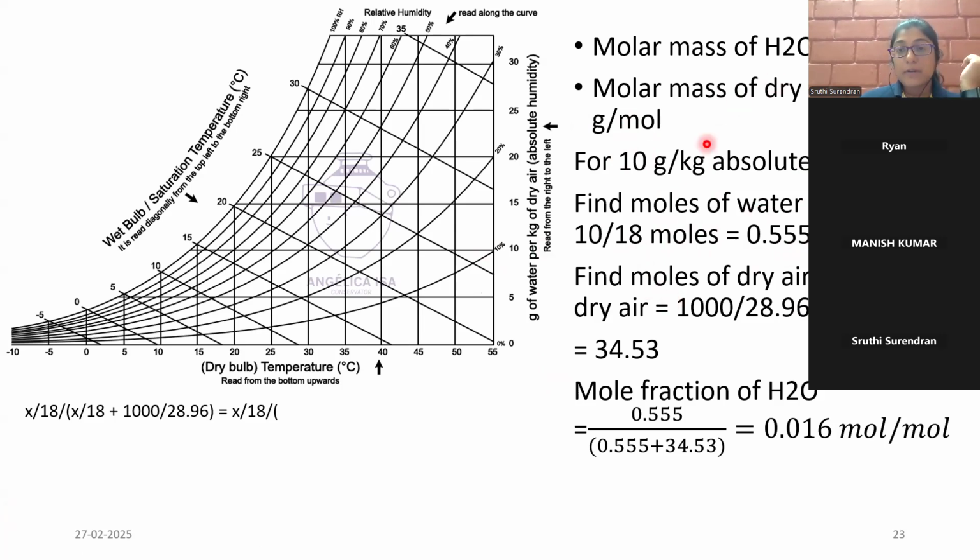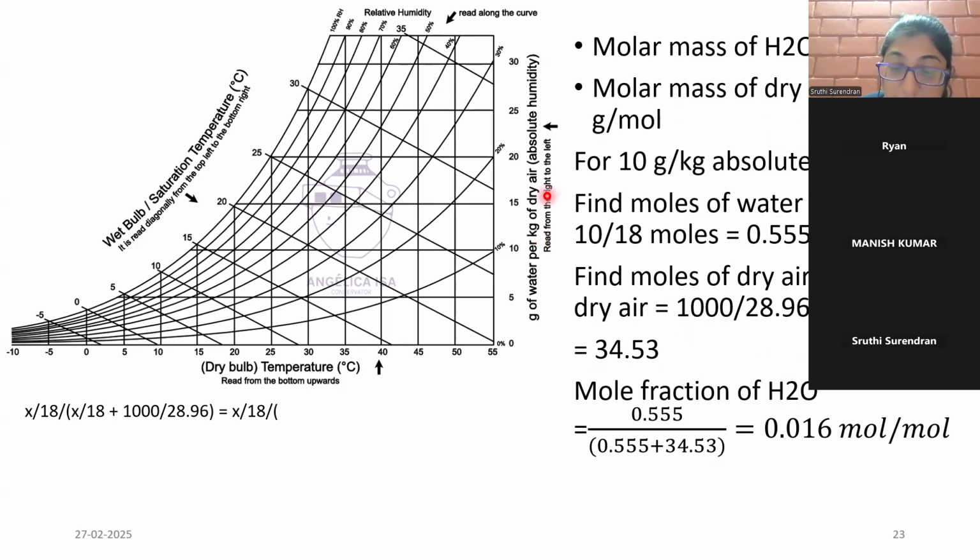In the same way, we will also find out the number of moles in dry air. So if 1 mole is going to have 28.96 grams of dry air, then 1 kg, that is 1000 grams of dry air, is going to have 1000 by 28.96, around 34.53 moles of dry air.